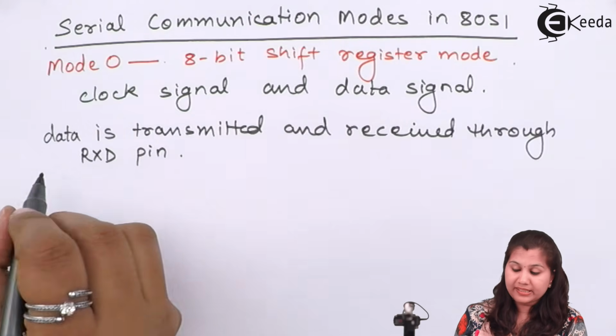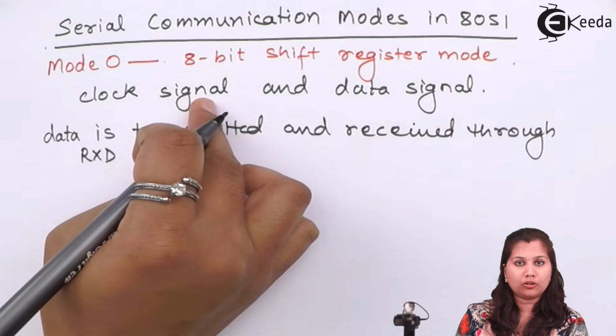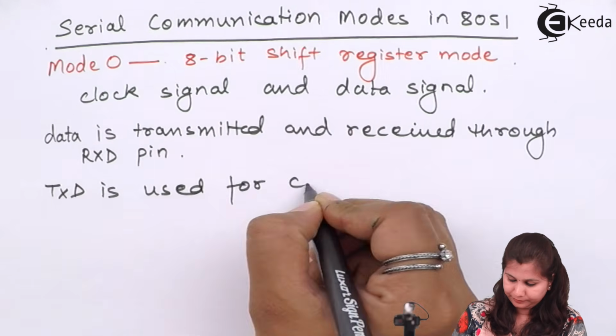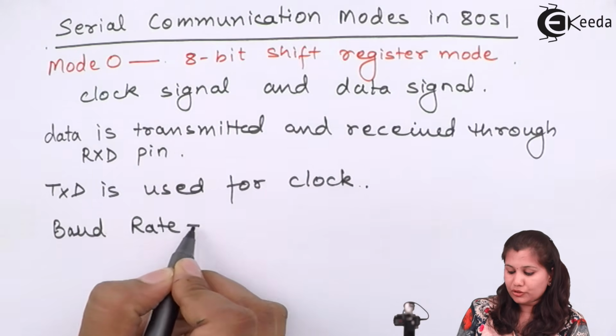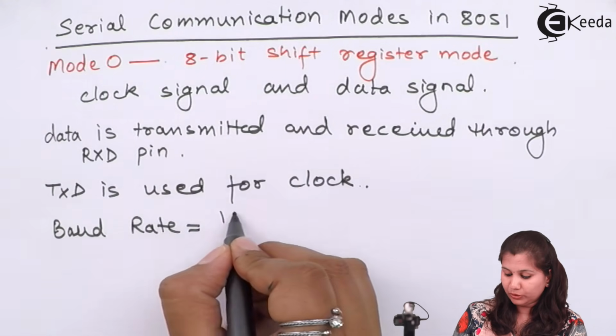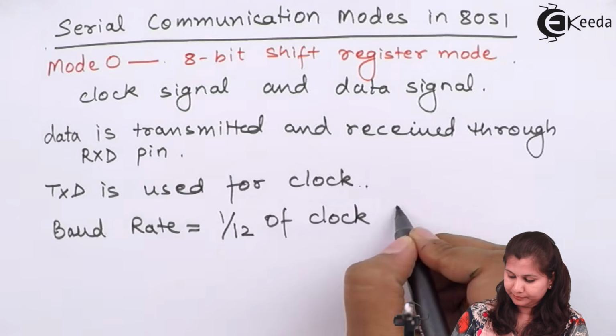And another pin is the TXD pin. So the TXD pin is used for the clock signal. If we talk about the baud rate, in this mode 0, the baud rate will be equal to 1 by 12 of the clock frequency.